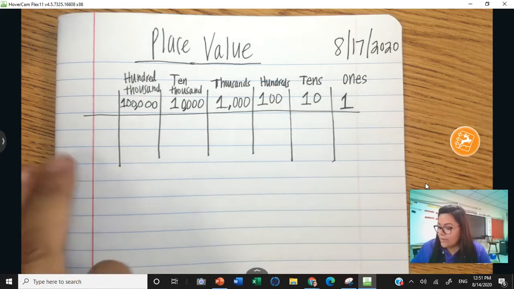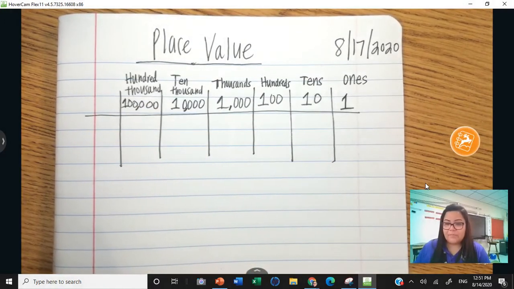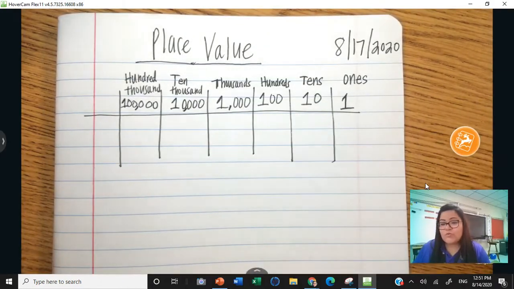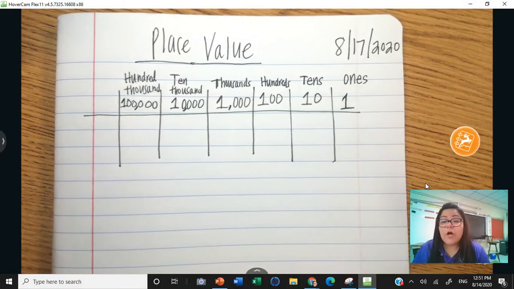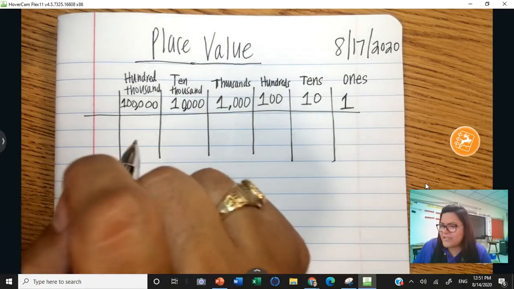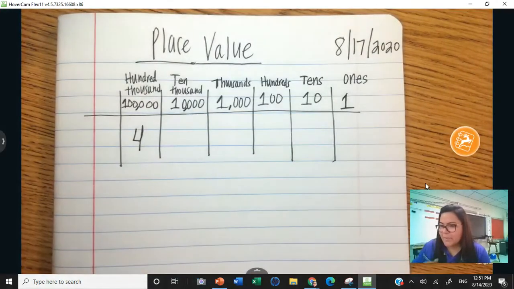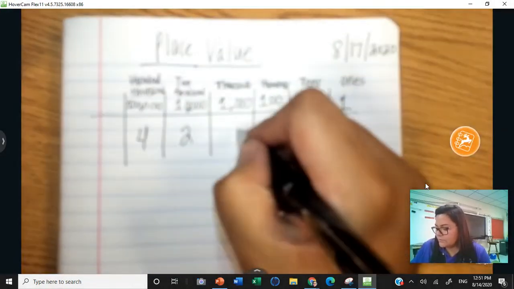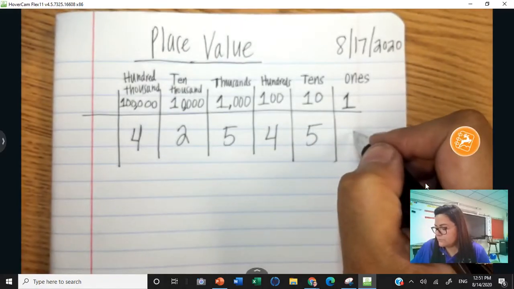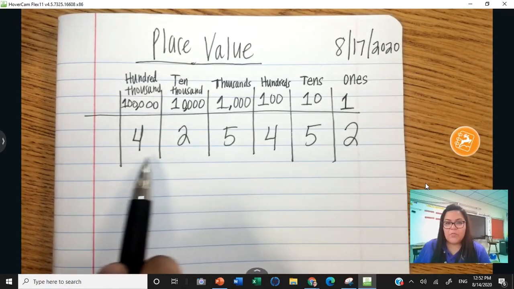So now that I have this set up, now I'm ready to put in a number. I'm going to use all my spaces here because I want to introduce you all to large numbers. I could get a dice, but I'm just going to make it up. So I'm going to put a 4 here. I'm just making up a number. Okay, that is the number we're going to be working with today.